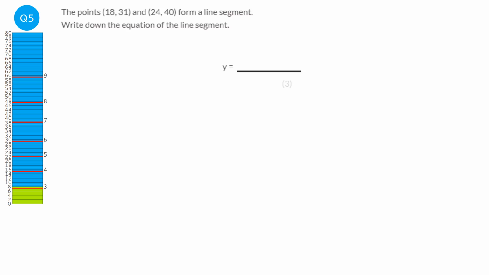So we know that the equation of all linear graphs, which we have here, is going to follow y equals mx plus c. And we need to find out what the m and the c are. So we're going to first of all work out what the gradient is. So that's going to be m. And the gradient is the change in y over change in x.